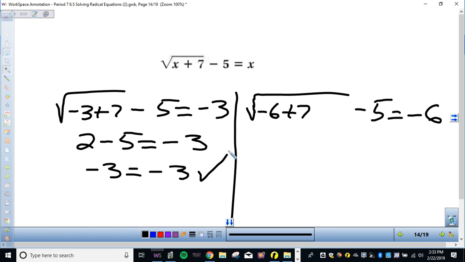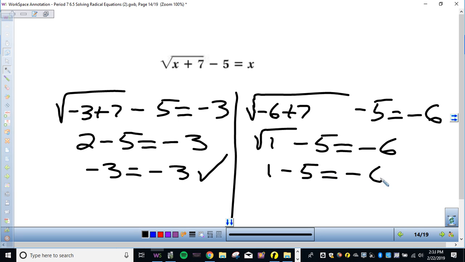Okay, so here we get square root of 1 minus 5. What's the square root of 1? 1. Square root of 1 is 1. Minus 5 is not -6. -4 does not equal -6. You can write that it doesn't equal, or you can put an X on it, I don't really care. So the -3 works and the -6 does not.